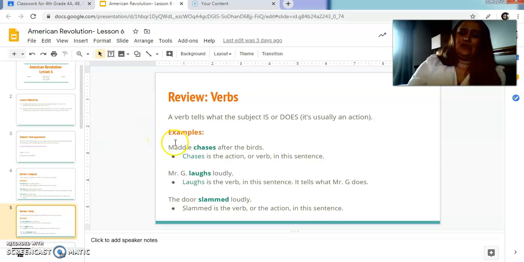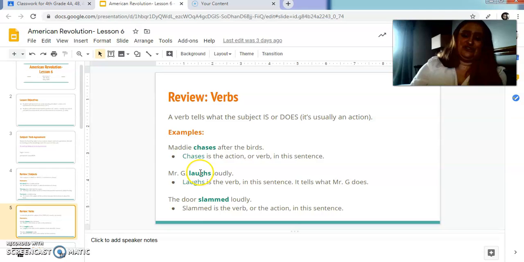So, number 1, example, and all the verbs in these sentences, all the actions, are in blue, so you can see them. They're easy to point out. Maddie chases after the birds. Chases is the action. An easy thing to ask yourself when you're trying to figure out the verb is what's happening, like what is Maddie doing. If you already know the subject, and the subject in the sentence is Maddie because she's who the sentence is about, what is Maddie doing? Chases, right? So chases is the verb, that's the action in the sentence.